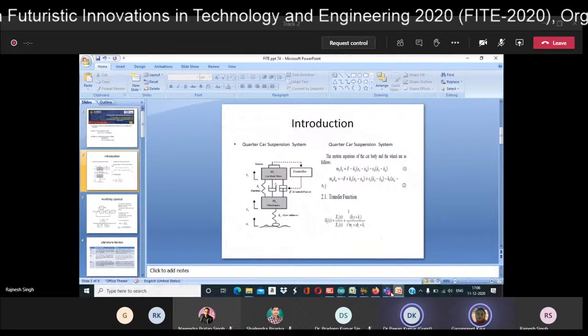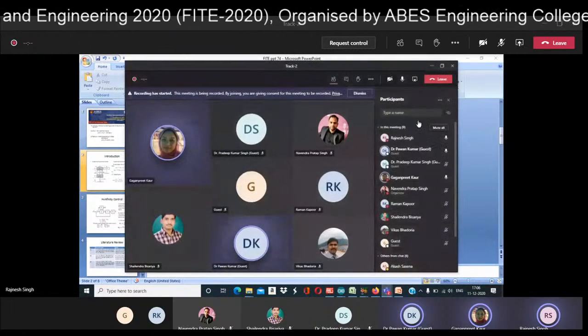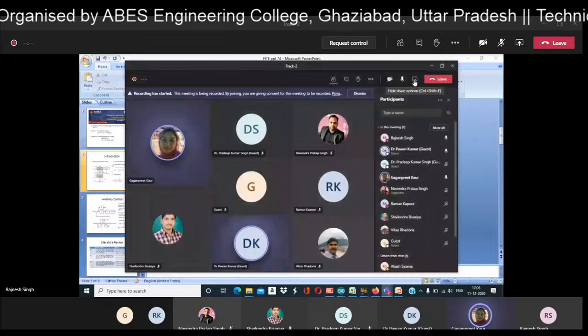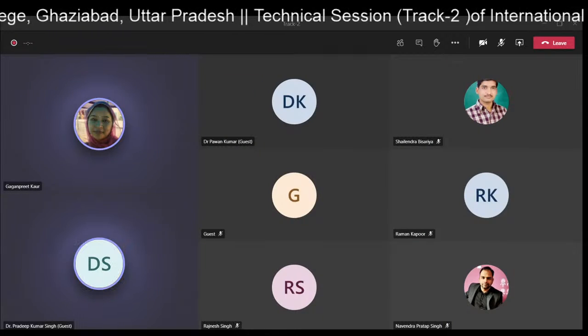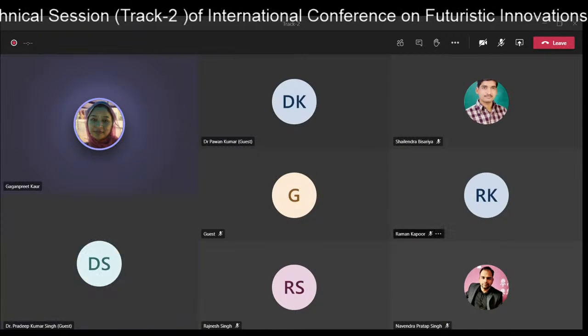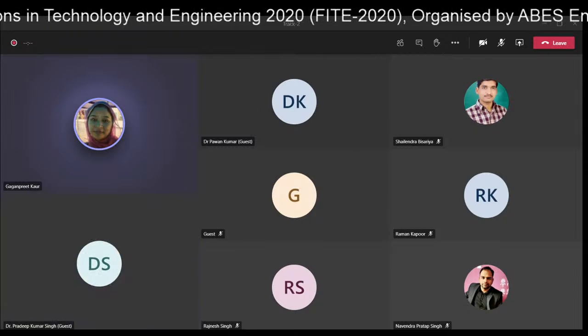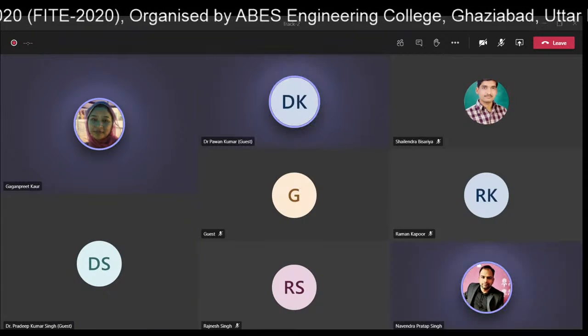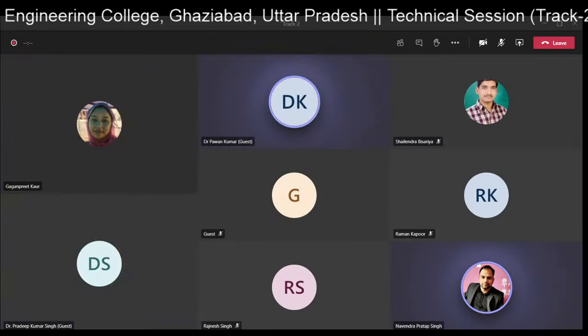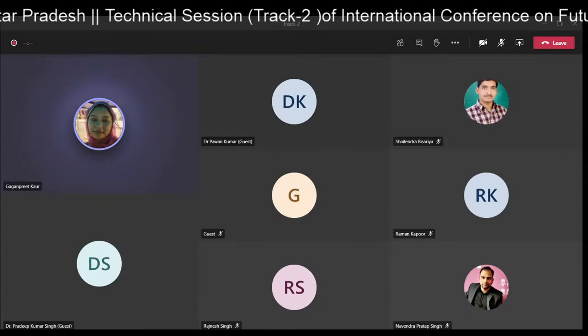Thank you, Pradeep sir and Pavan sir. Thank you, ma'am. Sir, is any more paper left or not? We can conclude our event now. No, ma'am, no registered paper is left now. We can conclude it. Okay, sir.